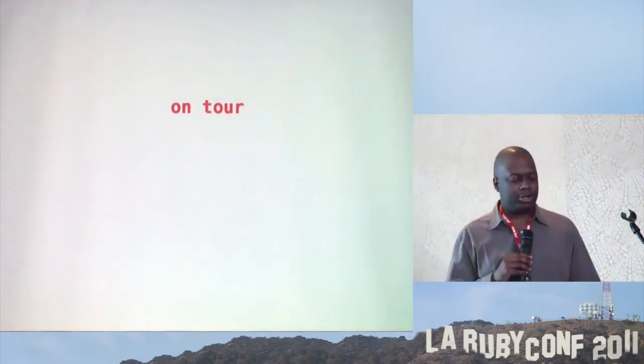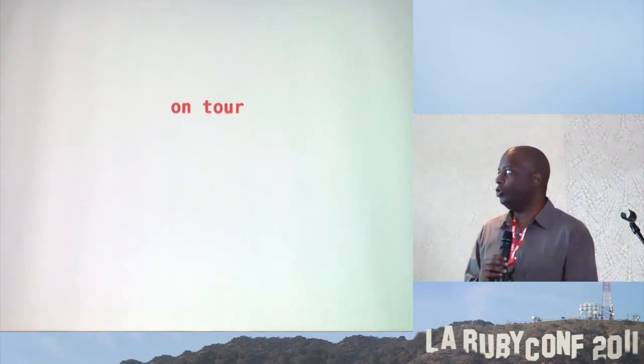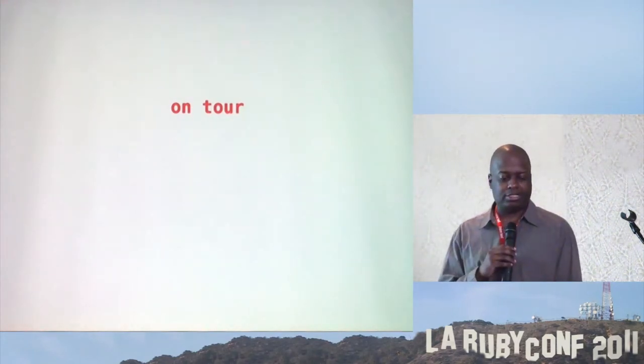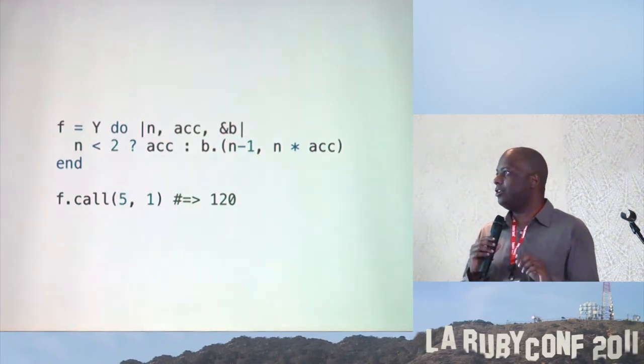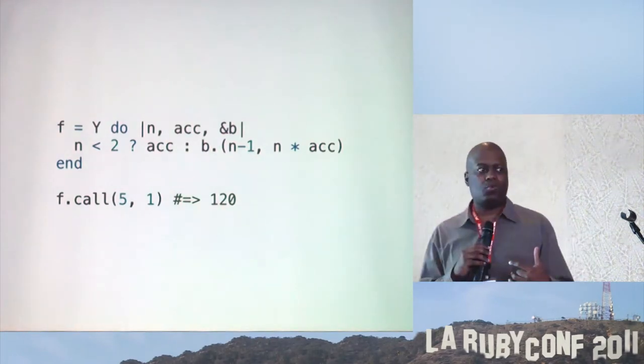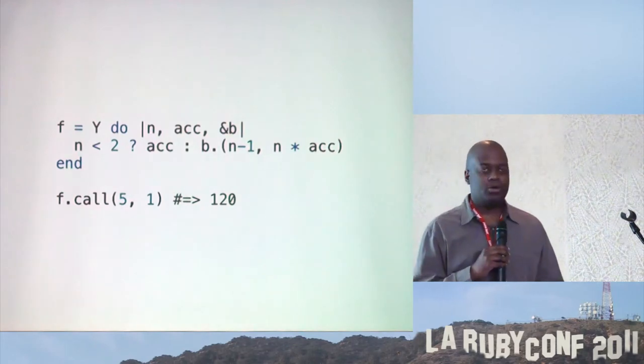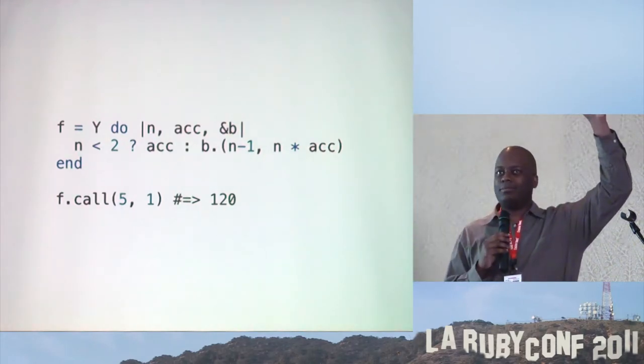So the third part of something called On Tour. I don't know why they call it this. They were trying to be funny. And inside of there, there was one interesting thing that I saw. There was a Y Combinator function in there. Who here knows how the Y Combinator works?